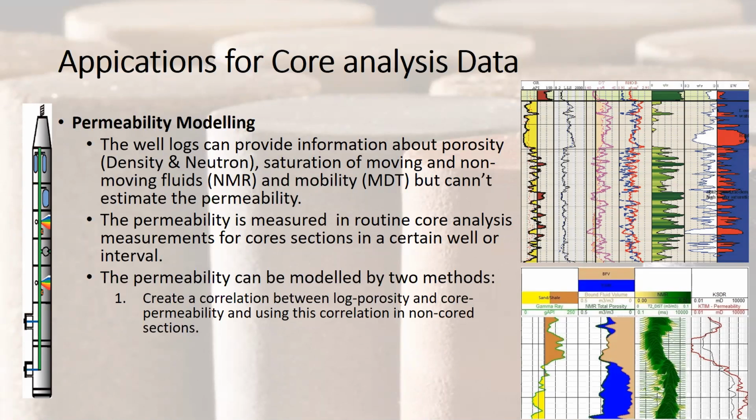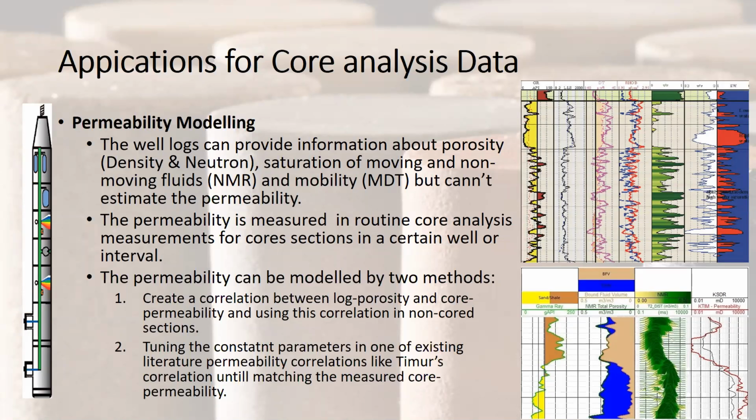First, we can create a correlation between the log porosity that is found in every well by using the density and neutron logs and acoustic logs if it's found in some wells, okay? So the first method is that we can find a correlation between the log porosity and the core permeability and use this correlation in the wells that have no core data, okay? So that is the first method for modeling the permeability.